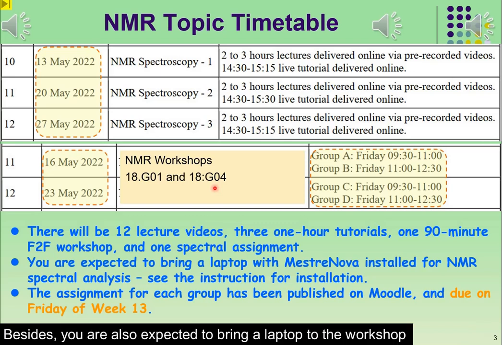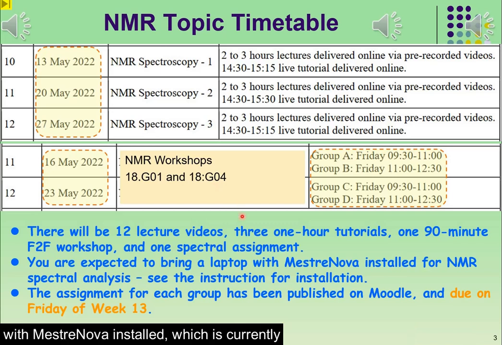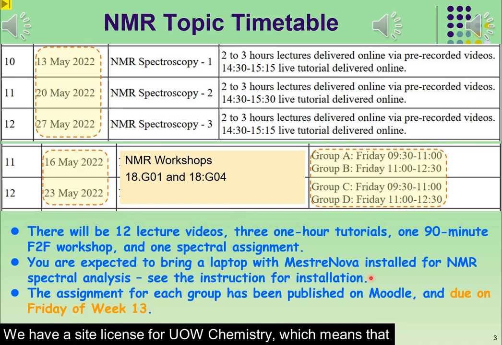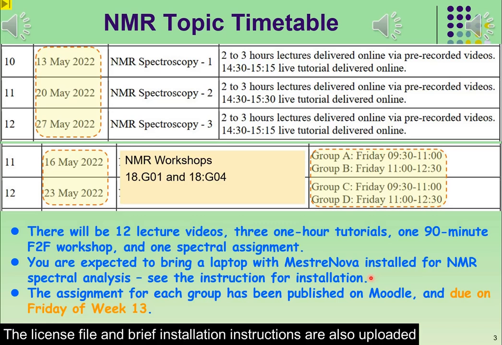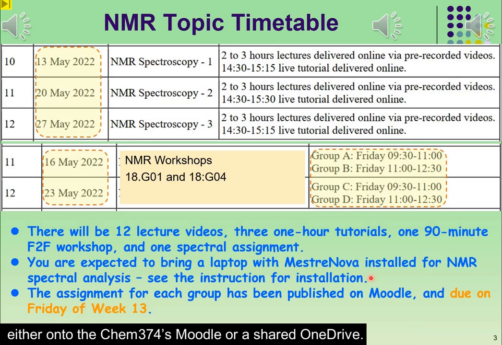Besides, you are also expected to bring a laptop to the workshop with Mestrenova installed, which is currently the best NMR processing software in the world. We have a site license for UOW chemistry, which means that you must install it on site, and it will only last 90 to 120 days. Once the license is expired, you need to reinstall it, also on site. The license file and brief installation instructions are also uploaded onto the Chem 374 Moodle or a shared OneDrive.